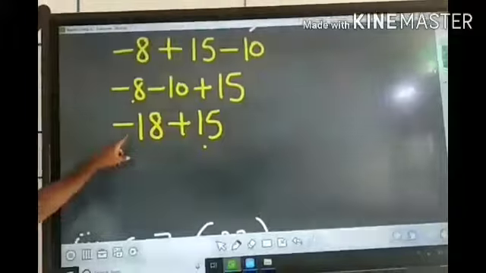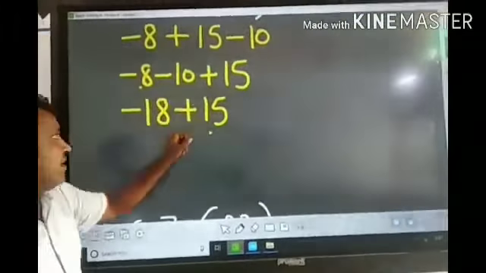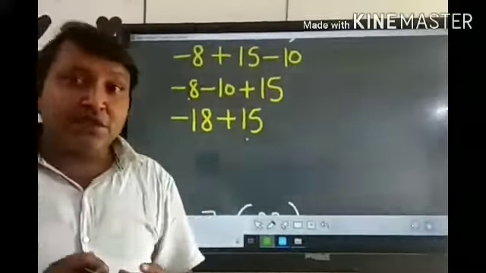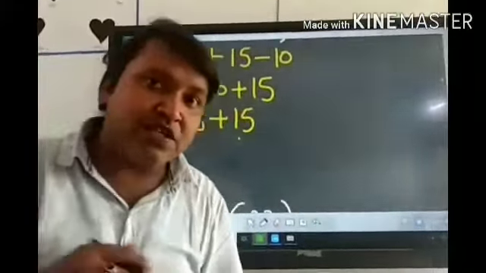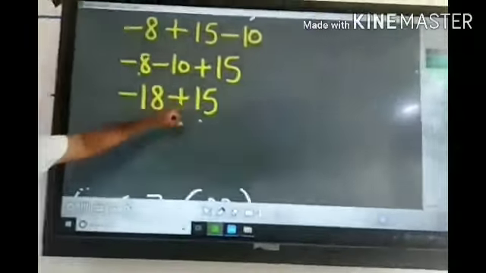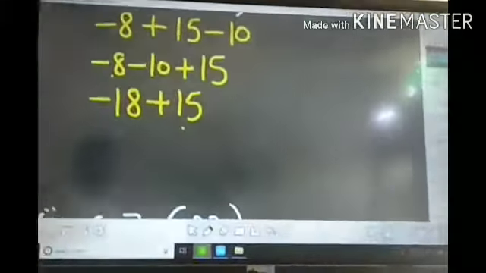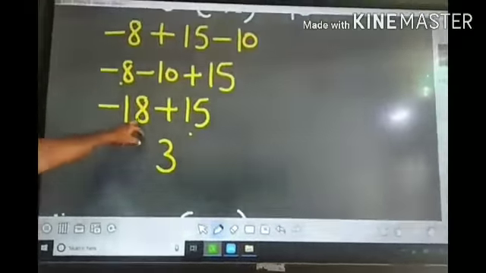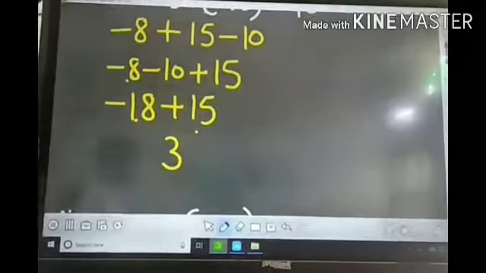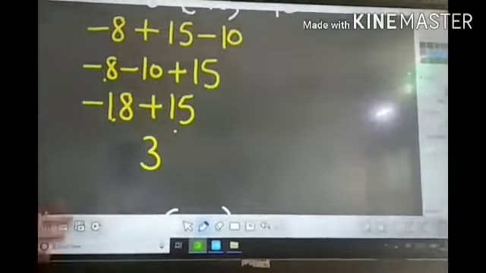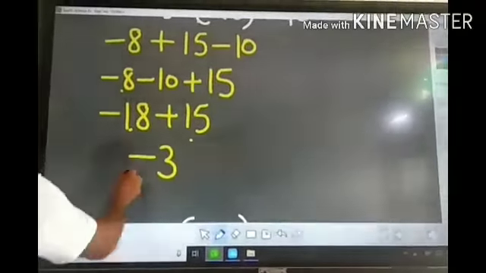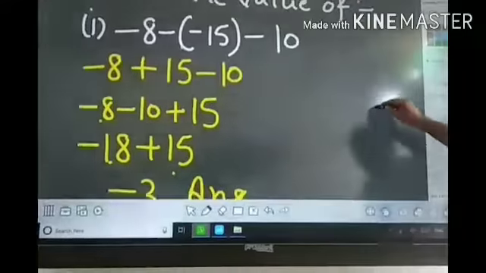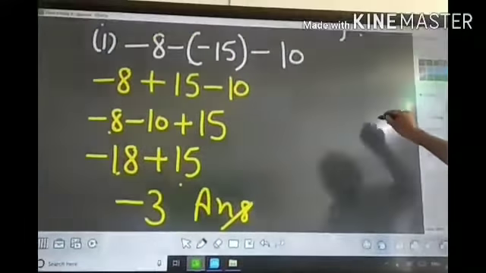As you see, now we have two integers, one is negative and one is positive. Now, when the two integers are different, it means there is a position of unlike signs, then we will subtract them. So, if I subtract 15 from 18, what will be my answer? My answer will be 3. Now, which one is greater here, 18 or 15? 18 is greater, therefore I will write the symbol of 18, that is minus, with my answer. So, this is my answer.